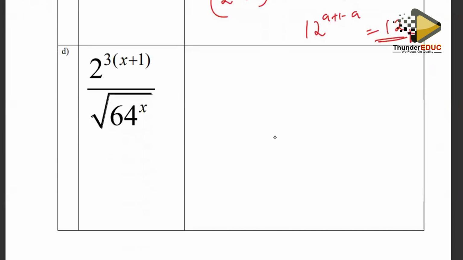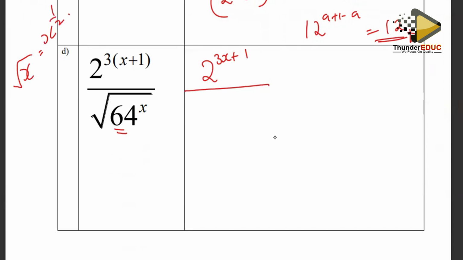All right, lastly, part D, we have 2 to the exponent of 3x plus 1, so that's going to be 2 to the 3x plus 1 over, this is a square root. We know that the square root of any number is the same as that number to the exponent of a half.